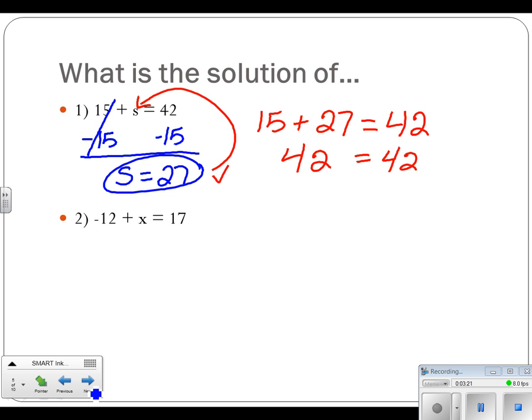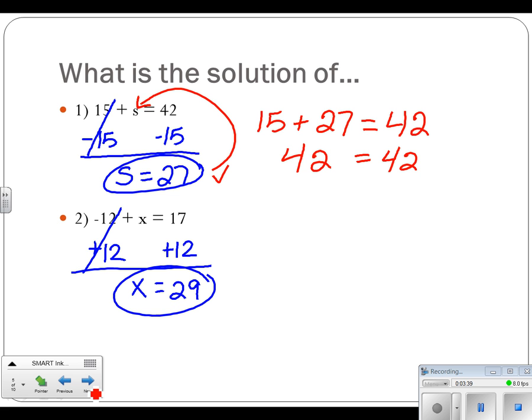Negative 12 plus x is the same as 17. I want to isolate the x on the left side, so I want to get rid of negative 12 by adding 12. Whatever I do to the left side, I do to the right side. That is now 0. So now x is 17 plus 12, which is 29.